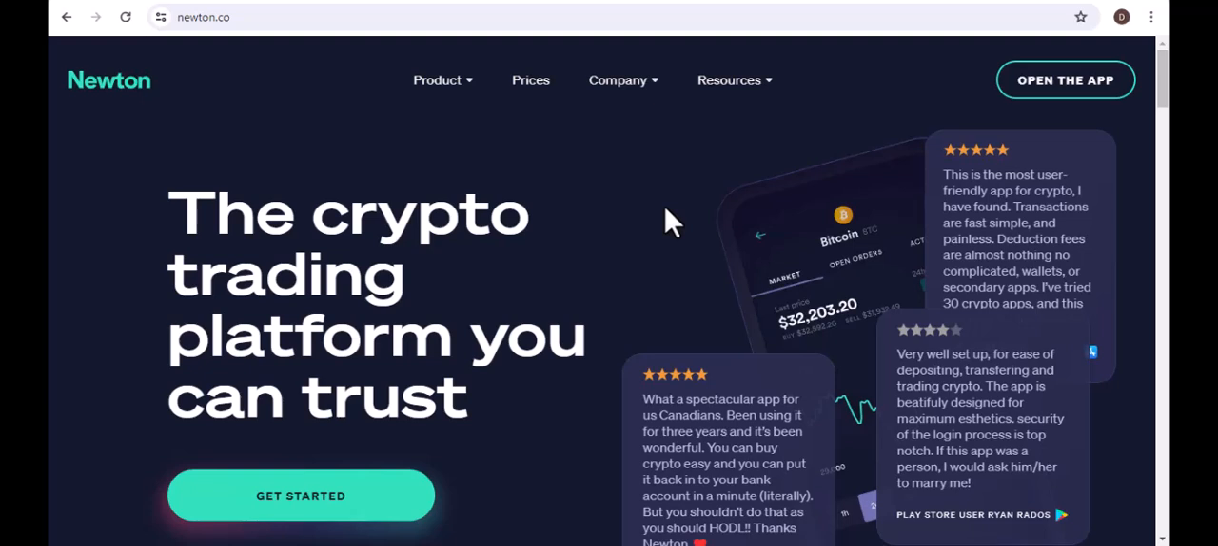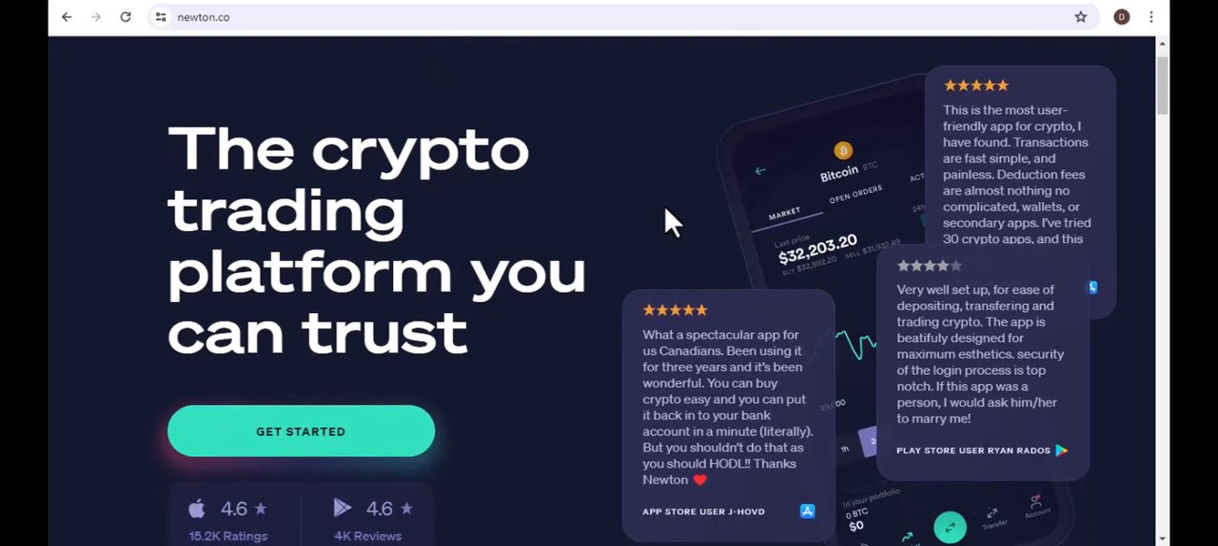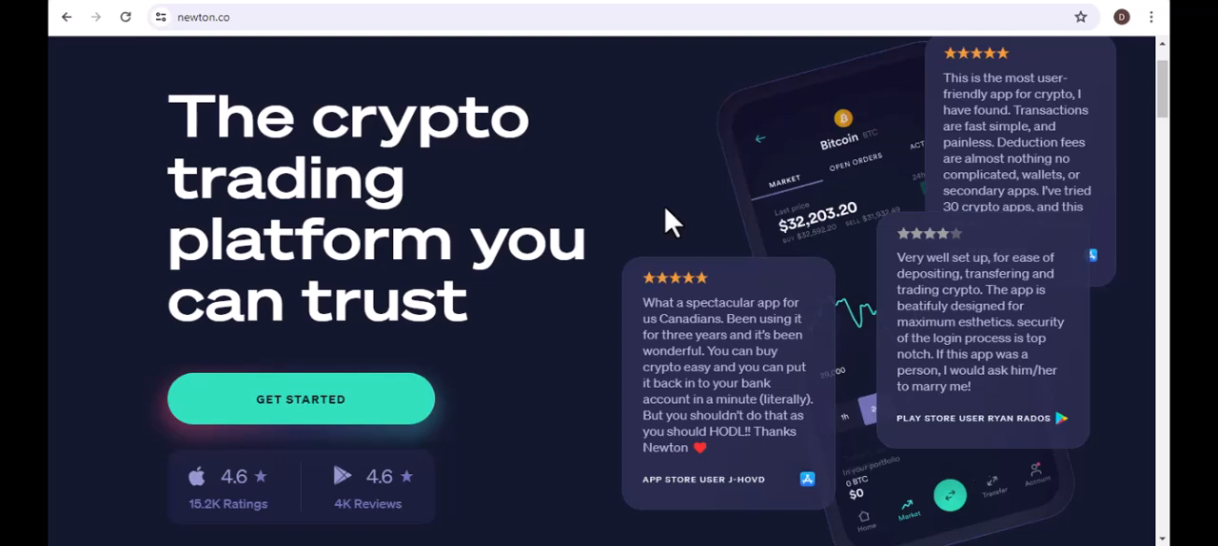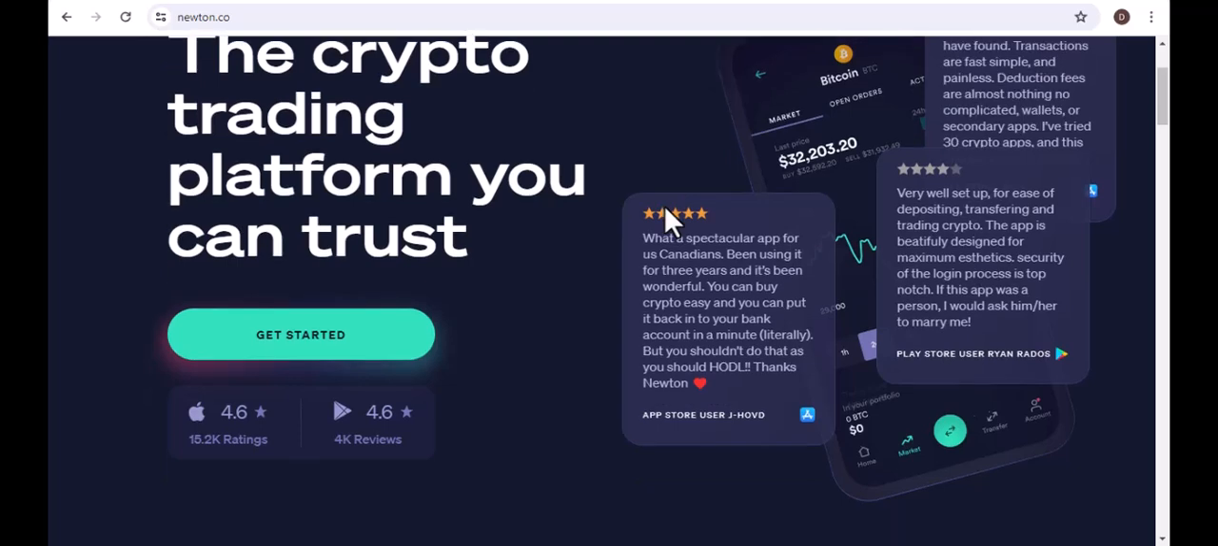Ever found yourself staring at the Newton app, finger hovering over buy, and wondering, market or limit? Which one is the right move for my hard-earned cash? If you have, you're not alone. It's a question that trips up new crypto investors and even seasoned traders on occasion.